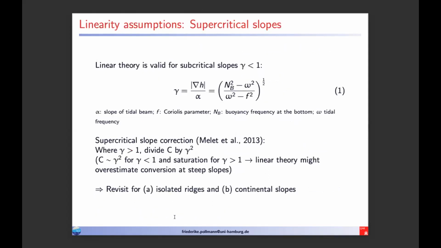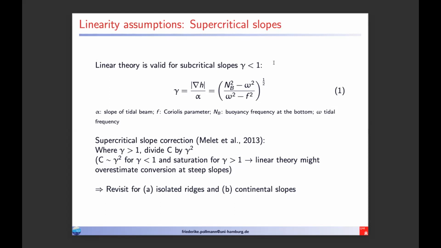But before I show nice colorful maps of this, I would like to come back to the point I made before, that one disadvantage of linear theory is that you have to make sure the linearity assumptions are met. One of the main linearity assumptions is that the slopes of the bottom topography need to be less steep than those of the tidal beams. Otherwise, linear theory is invalid. So we have this supercriticality parameter gamma that measures the ratio of these two slopes. If it's less than 1, we call them subcritical slopes. This is where linear theory is valid. When it equals 1, it's critical, and larger than 1 is supercritical slopes.